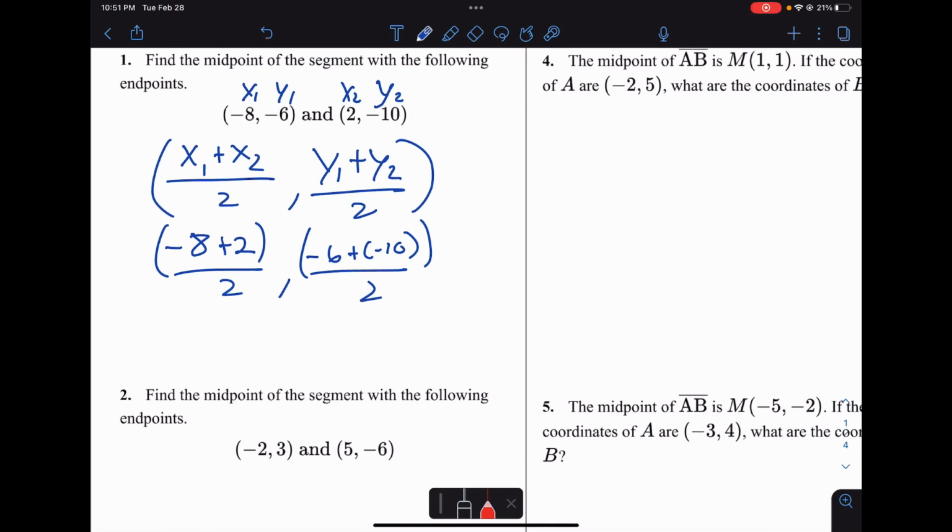So negative 8 plus 2 is negative 6, divided by 2 is negative 3. And then negative 6 plus negative 10 is going to be negative 16, divided by 2 is negative 8. So that would be our midpoint there.